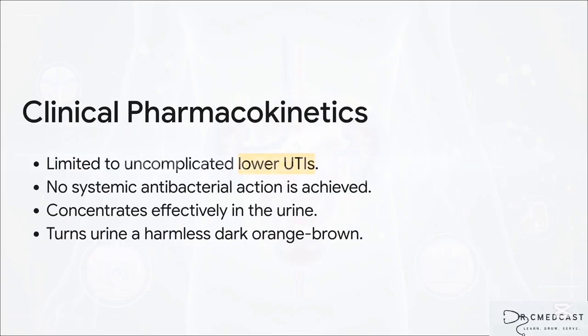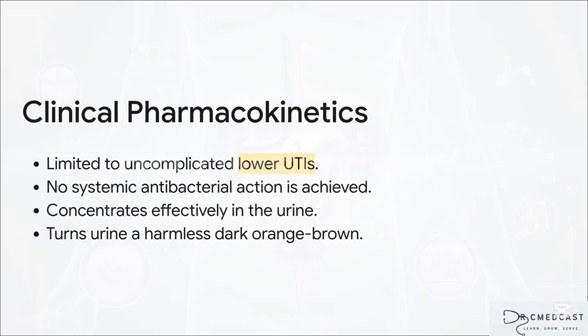The pharmacokinetics of nitrofurantoin are what strictly define its clinical use. It gets absorbed, but then it's metabolized and excreted by the kidneys so fast that it never reaches a high enough concentration in the blood to do anything systemically. This makes it useless for a systemic infection, but it makes it perfect for uncomplicated lower UTIs because it concentrates right where we need it, in the urine.